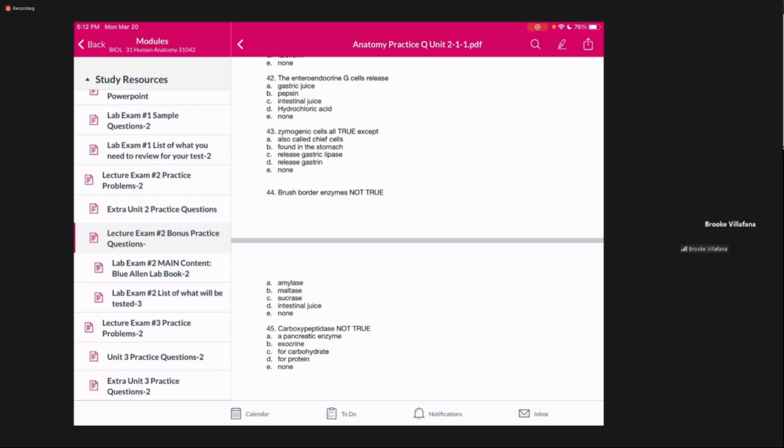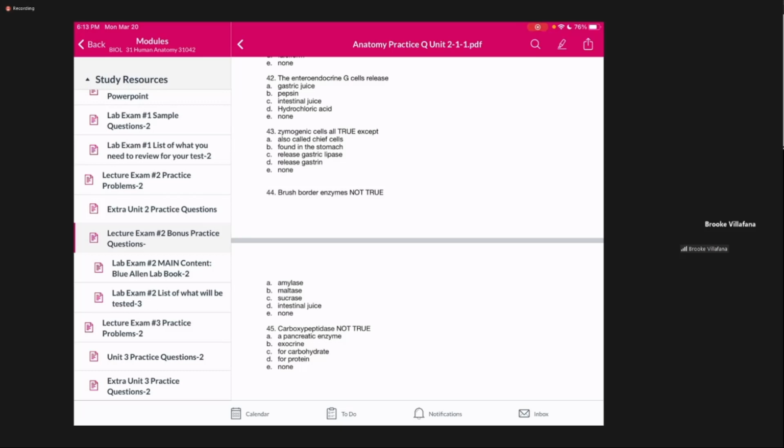Question 44. Brush border enzymes. Which of these is not true about brush border enzymes? All right, so if you said A, you would be correct, because brush border enzymes are part of intestinal juice. Maltase and sucrase are two of the brush border enzymes, but amylase is the salivary amylase that comes from the mouth. Amylase is not one of the brush border enzymes, okay?